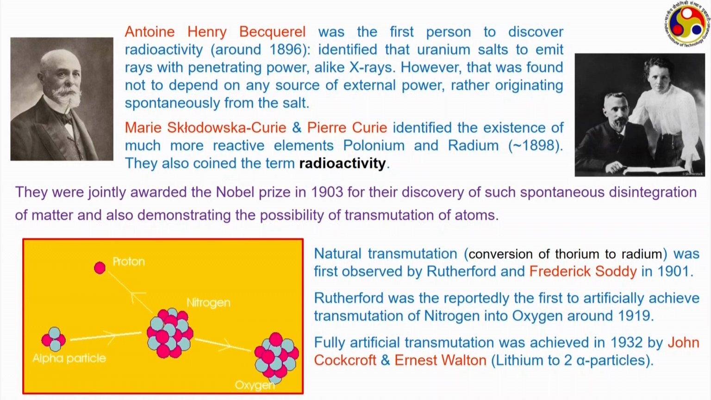But this was only the natural phenomenon of spontaneous disintegration. Natural transmutation of atoms, that is conversion of one atom to another, was first observed by Rutherford and Frederick Soddy in 1901. Rutherford was reportedly the first person to achieve artificial transmutation of nitrogen to oxygen around 1919, but fully artificial transmutation was achieved in 1932 by John Cockcroft and Ernest Walton, when they were able to convert lithium to 2 helium atoms. This led to several groups actively working on transmutation, that is converting one atom to another and thereby releasing the energy stored in the atom.